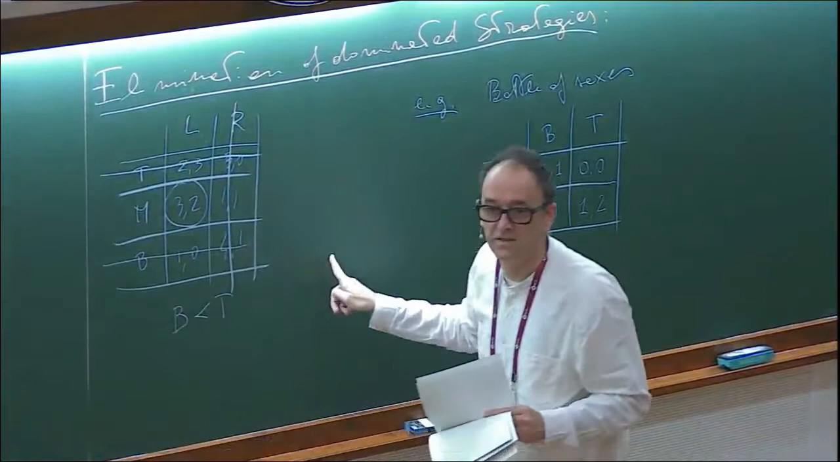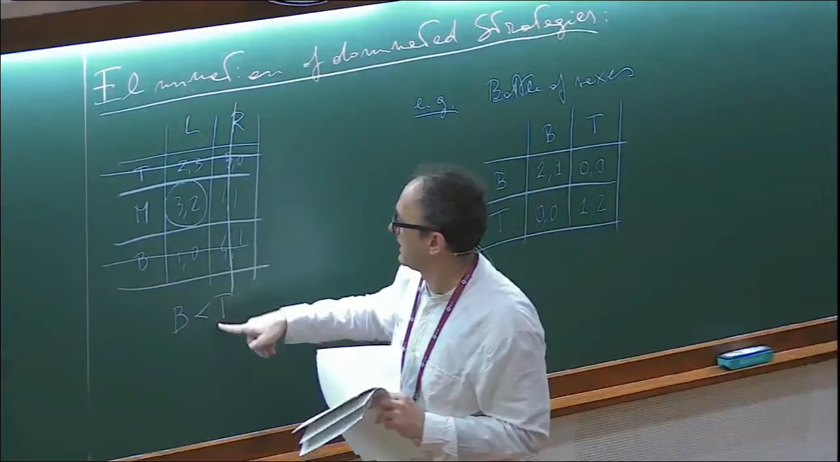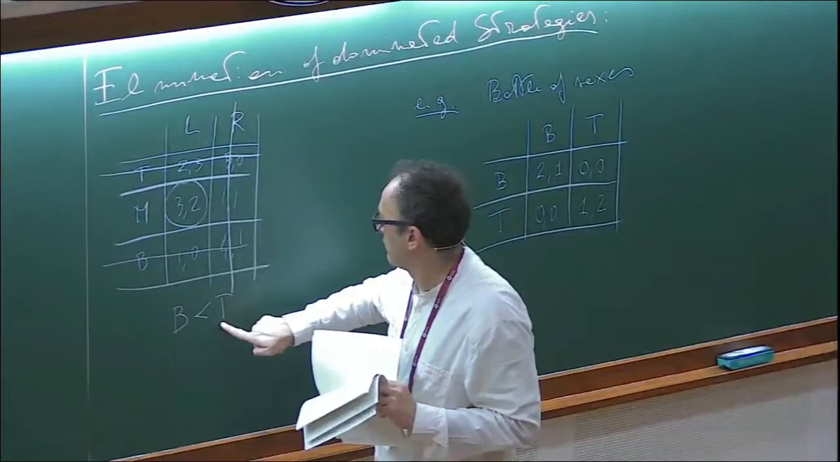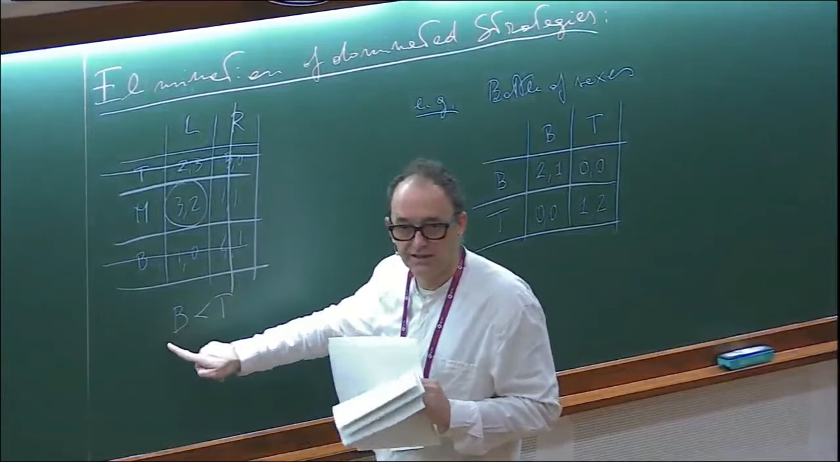B is less than T for player 1. But what about B and M? You cannot say that B is less than M. But if a strategy is dominated by another strategy, then you will always choose this with respect to this. You will never choose this. Okay?